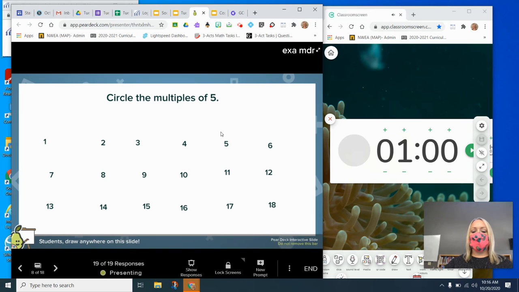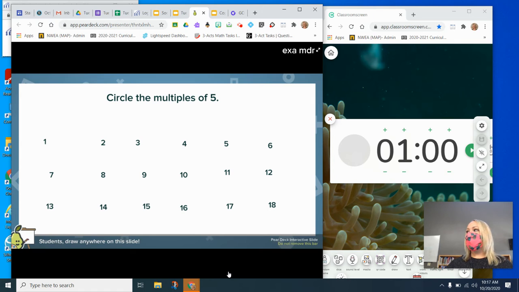All right, I'm going to lock your screens. I need a volunteer to tell me what you circled for the multiples of 5. I'm looking for multiples of 5. Jonah, tell us what you circled. 5, 10, and 15. Good.